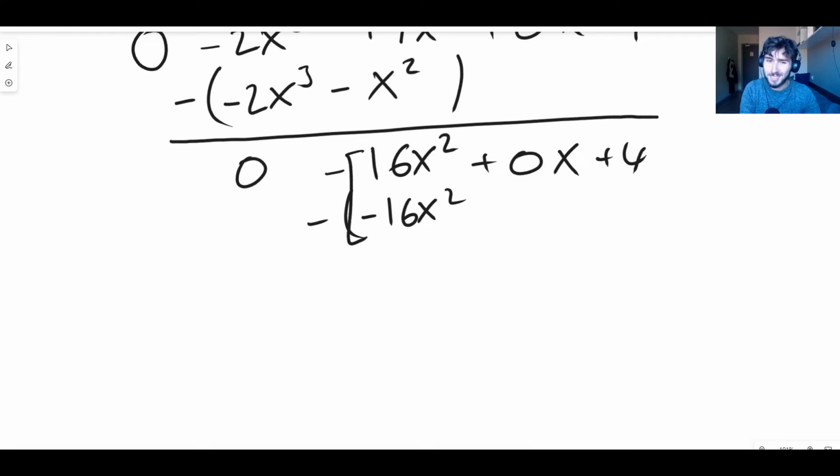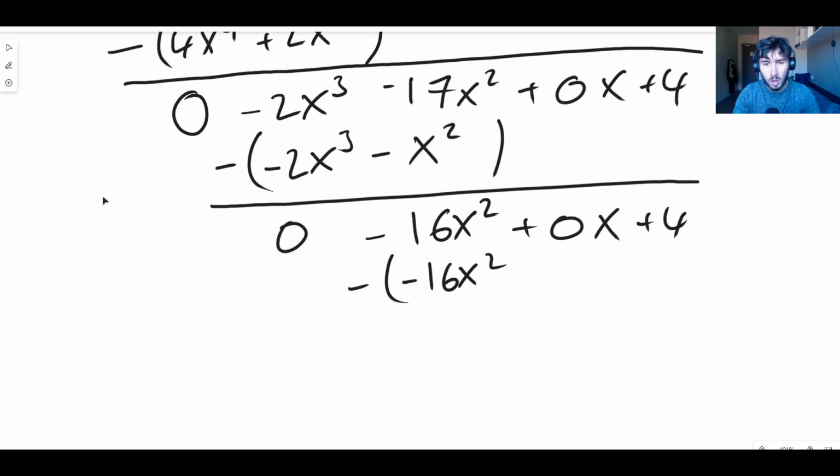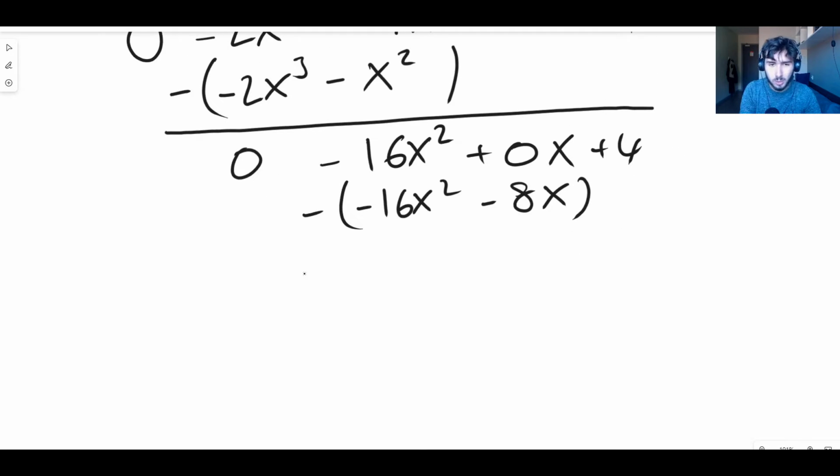Again, these guys need to be the same. They are. Amazing. And minus 8x times 1 is minus 8x. And again, we can see that 0x there. Pretty important that it's there, because we're going to need to take some things away from it, and we can't do that if it's not there.